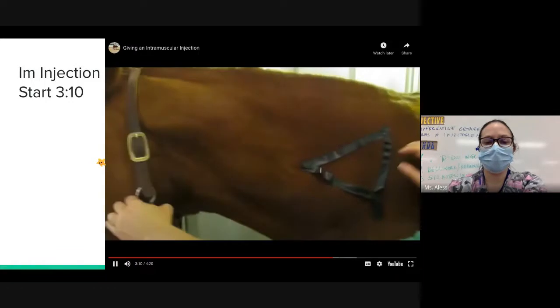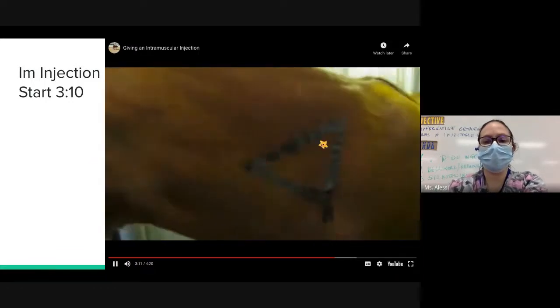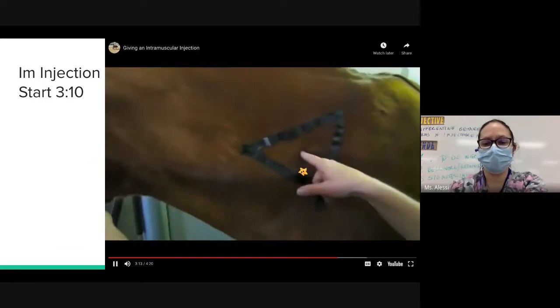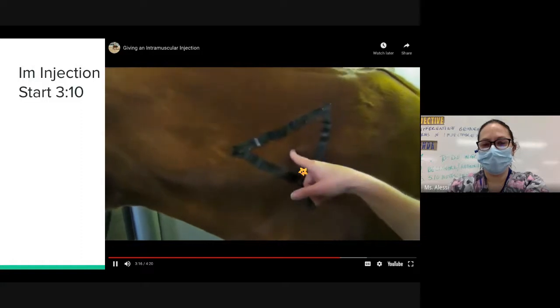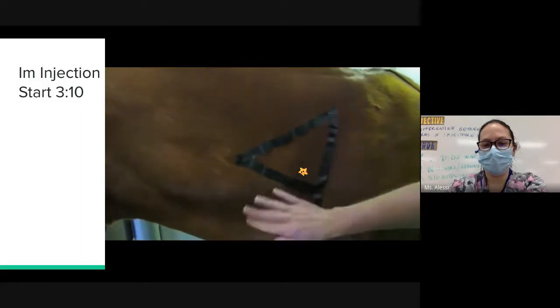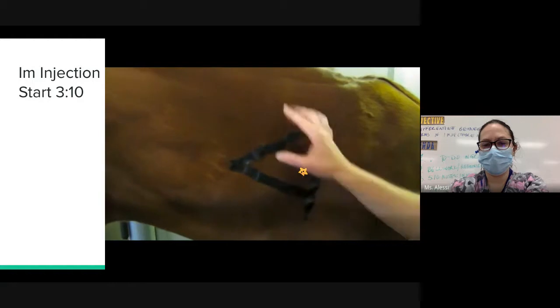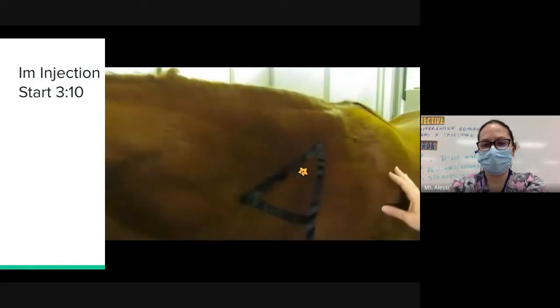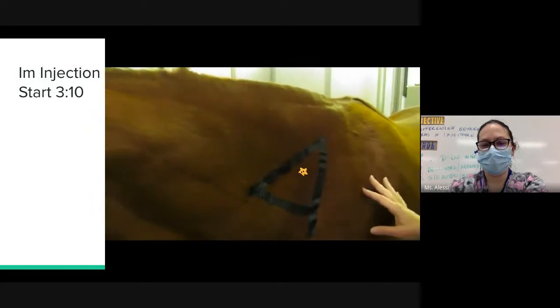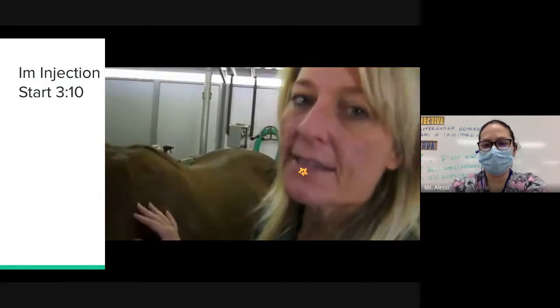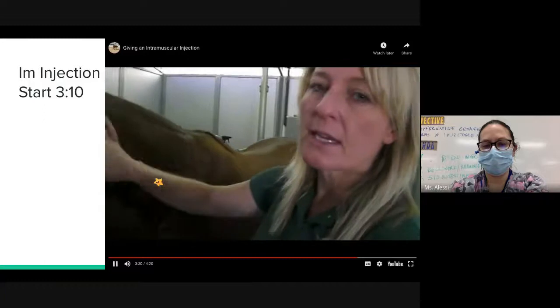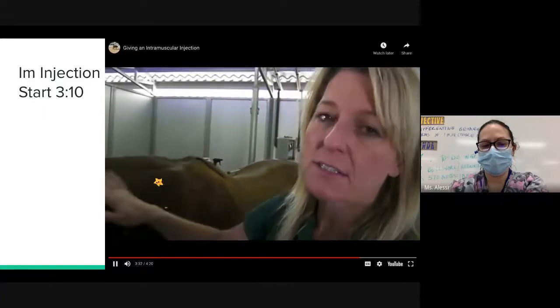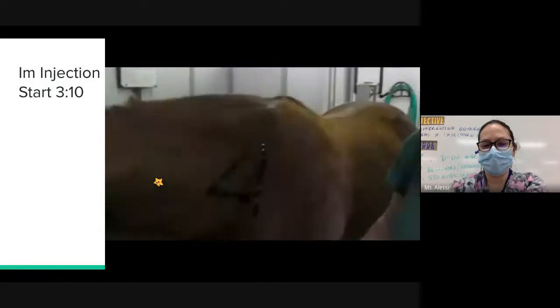All right, and then here's another IM injection on that horse. They made a triangle. So you're going to go right in the middle of the triangle. It'll have a nice fleshy feel to it. You're staying well above the bone area. And you don't want to be up in this area at all because there's the nuchal ligament. That ligament is what holds the head up, and it has very little blood supply. So what will happen is the medication will be stuck in that area and can actually cause a sterile abscess.